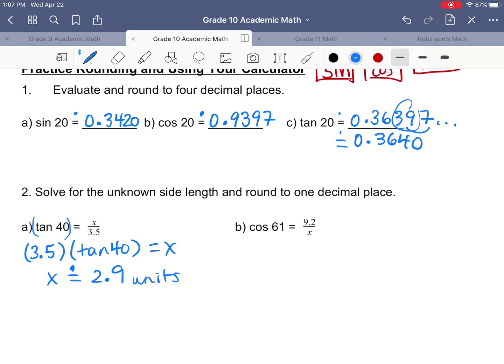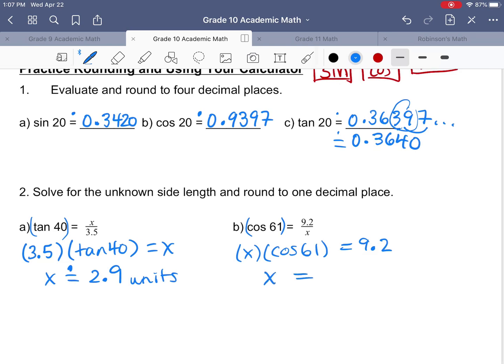We have cos 61 is equal to 9.2 divided by x. Again, cos 61, this is treated as one entity. So on our right-hand side, we have division here. So to start to get x by itself, we want to use multiplication on the left-hand side. So you have x times cos 61, and that is equal to 9.2. Okay, x still isn't by itself, but we have multiplication on the left-hand side. And so we're going to use division on the right-hand side to get x by itself.